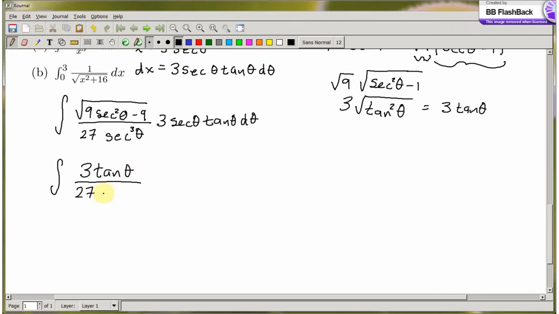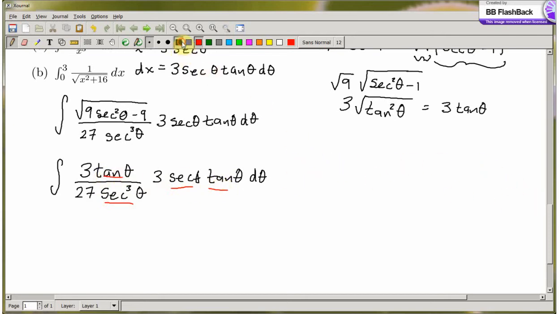So I have down here secant cubed theta, and now I have this stuff, 3 secant theta, secant theta tan theta d theta. Alright, so just combine everything, right? So this secant is going to cancel with these secants, and this tangent is going to combine with this tangent.